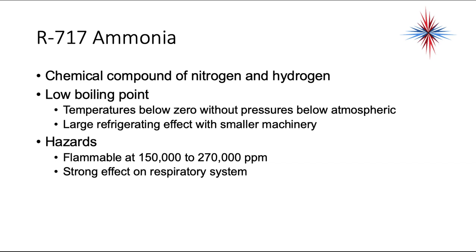R717 is ammonia. It's a chemical compound of a combination of nitrogen and hydrogen. It has a very low boiling point. It can reach temperatures below zero without pressures below atmospheric. It's used in large systems for refrigeration effect with small machinery.